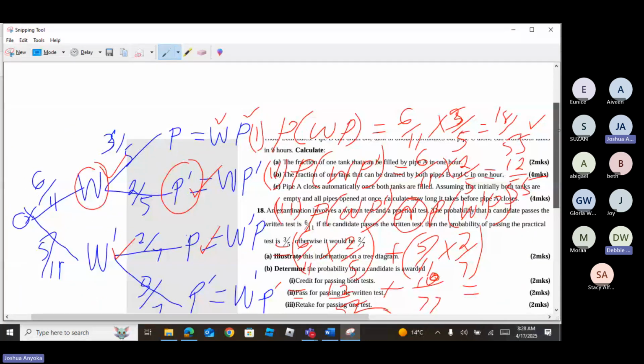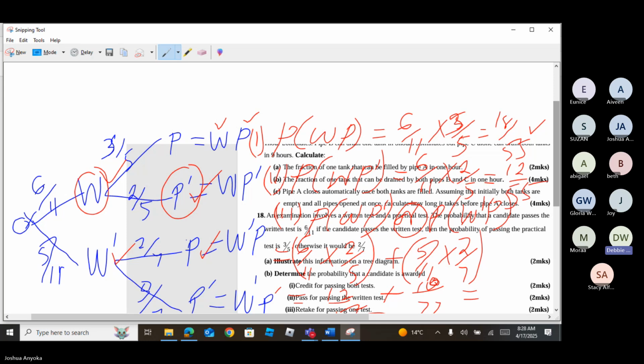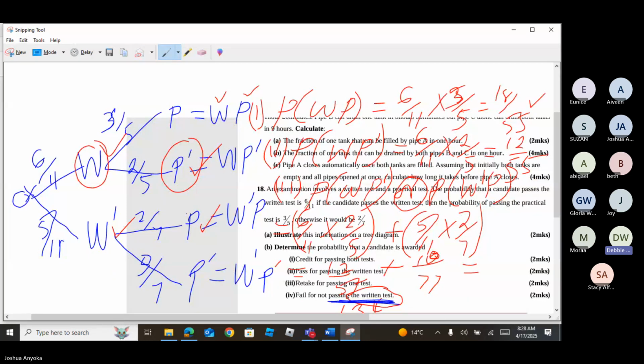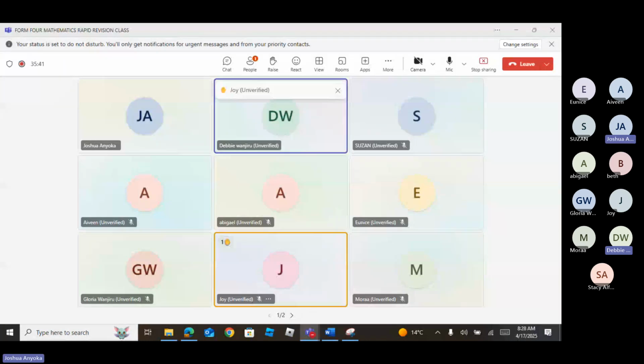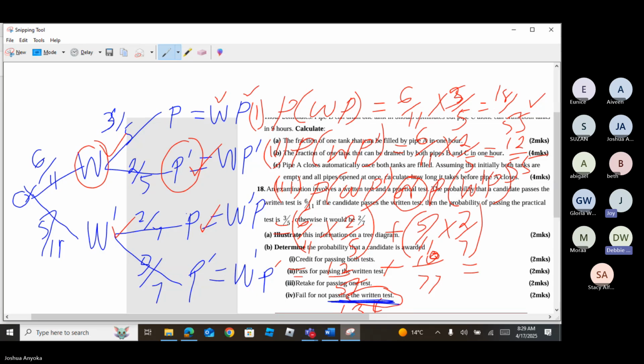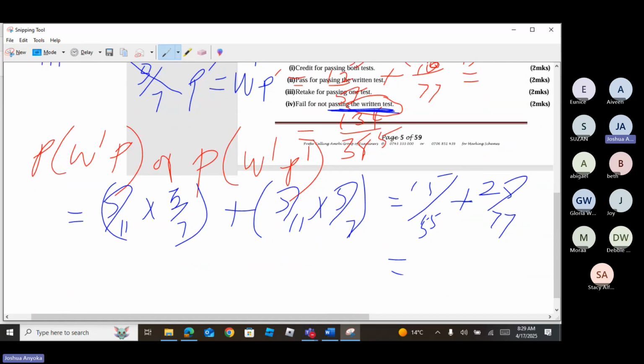Let us take one. Joy, your hand is up. Why have we put 3 over 7 instead of 2 over 7? Oh, it is 2 over 7. Well, it is my writing. It should be 2 over 7. Good observation. So this one will be 10 over 55 plus 25 over 77. Good.